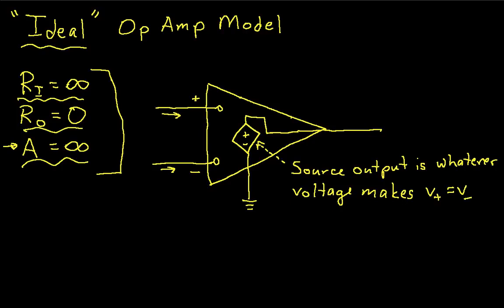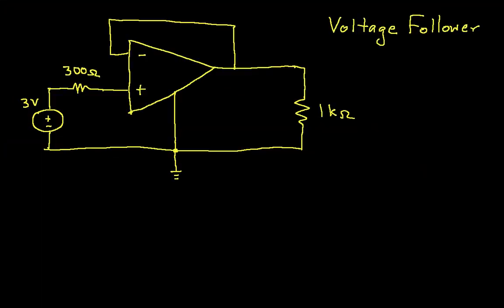Okay, so that's an introduction to the op-amp. We've covered a lot of concepts, but let's see if we can now apply what we know about the op-amp to a particular op-amp circuit and see what it does. This op-amp circuit is called a voltage follower. You can see that the output of the op-amp is connected back to the inverting input. And the non-inverting input is connected through a 300 ohm resistor to a 3 volt source.